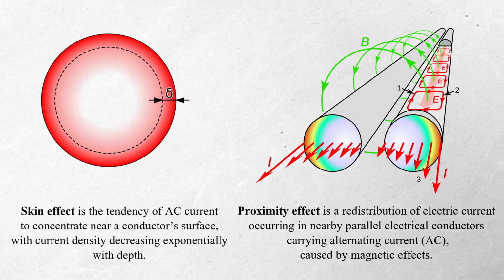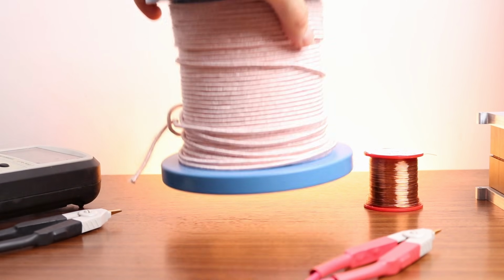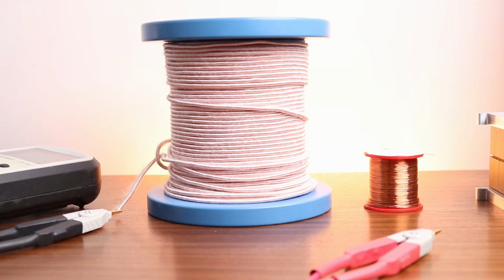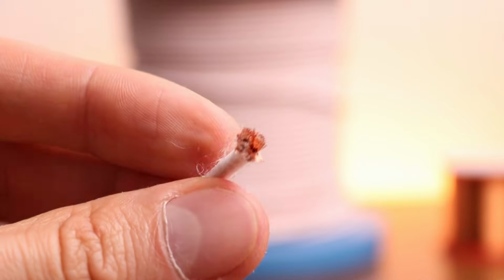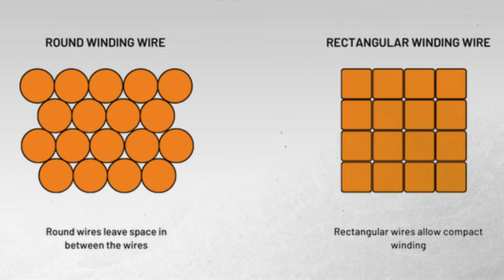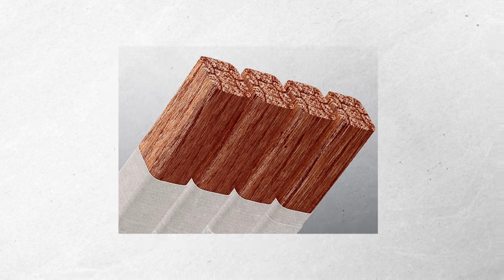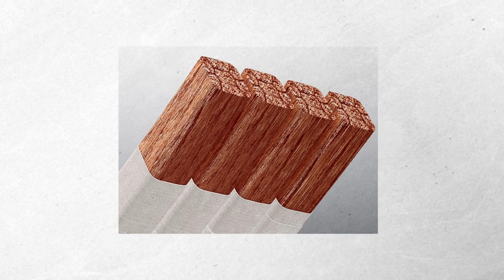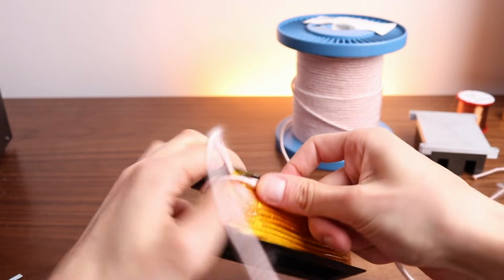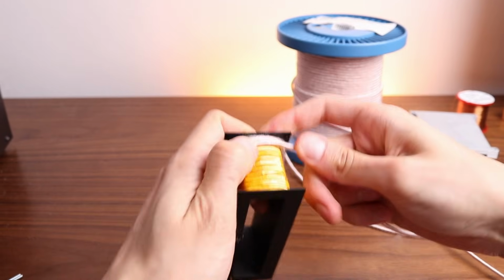Another pain in the ass is the skin and proximity effects. The easiest way to fix both of them is to use a Litz wire, which is made of many thin insulated strands twisted together. Obviously, to maximize window fill, rectangular wire or copper foil is often used in low-frequency applications, while square Litz wire is used at higher frequencies. What are the drawbacks? Well, Litz wire is very expensive, it's harder to wind and harder to solder.